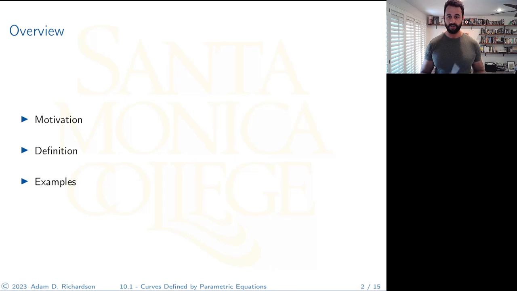So here's the overview. We're going to get a motivation for why we care about such curves. We will get a definition, and then the rest is just examples. We're going to pull up Desmos, and we're going to look at a whole bunch of different Desmos examples. You are welcome to play around with those Desmos examples and do all sorts of stuff and just investigate, and I encourage you to. So let's get started.